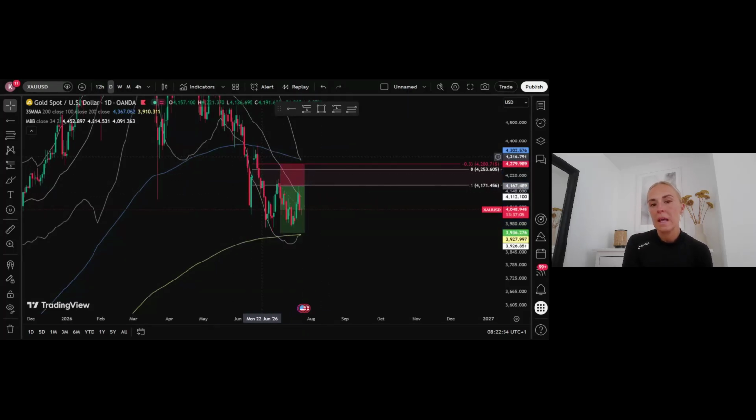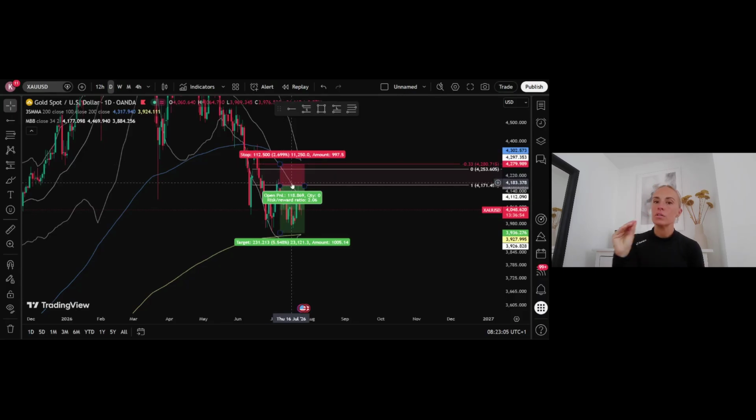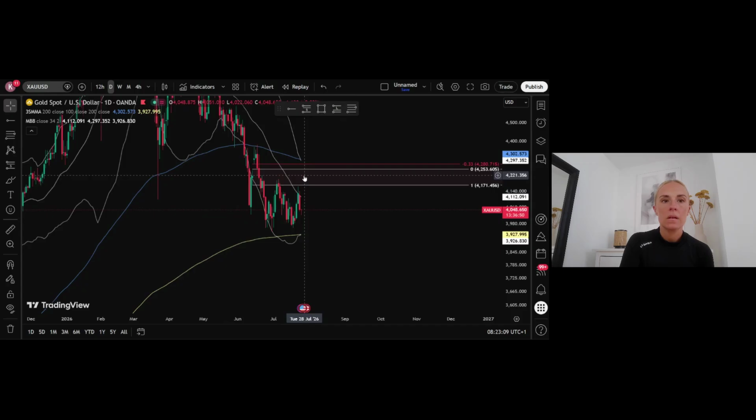So my point is price will always come back to these gaps. So don't think you've missed the move. You haven't. It's going to go down and it will come in and tap into your zone to then get into the trade. So let's see on the 4-hour.